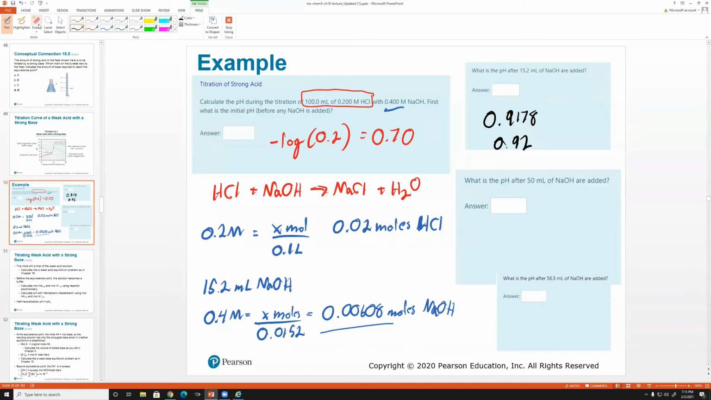So next, we're doing the same exact thing. We're starting out with 0.02 moles of HCl, but now instead of adding 15.2 mils, we're adding 50 mils. So we could do the exact same math. 0.5, that multiplied together, you get 0.02. I think. Right?